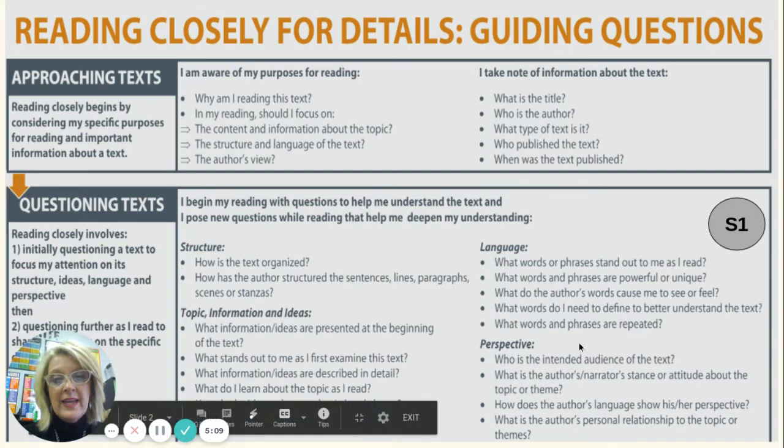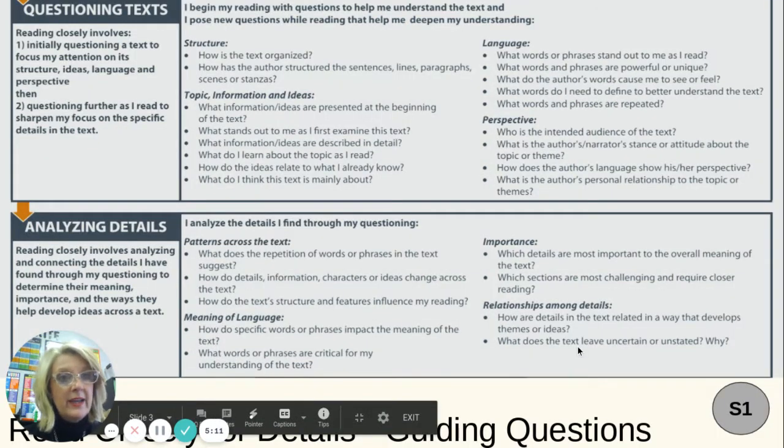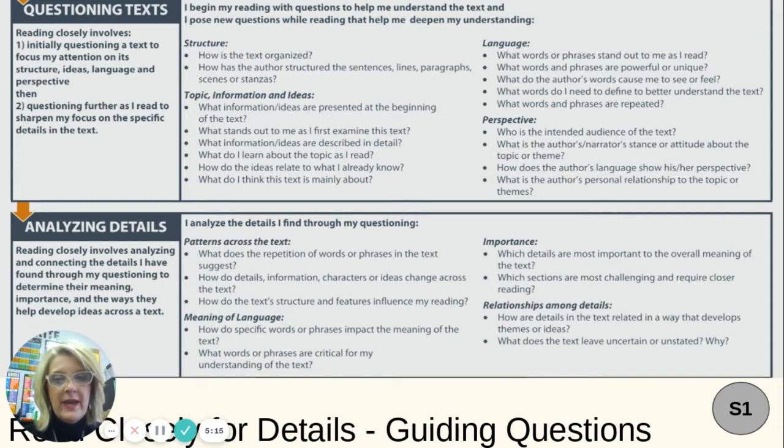Sometimes that personal relationship would explain their bias to us. Okay, so the bottom part of this little form, the guiding questions, guiding details for us, that enables us to read closely, talks about analyzing the details.